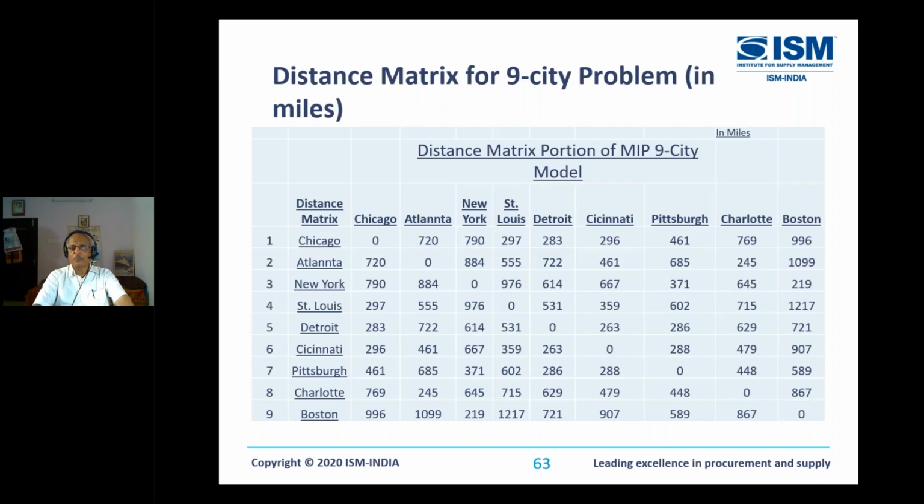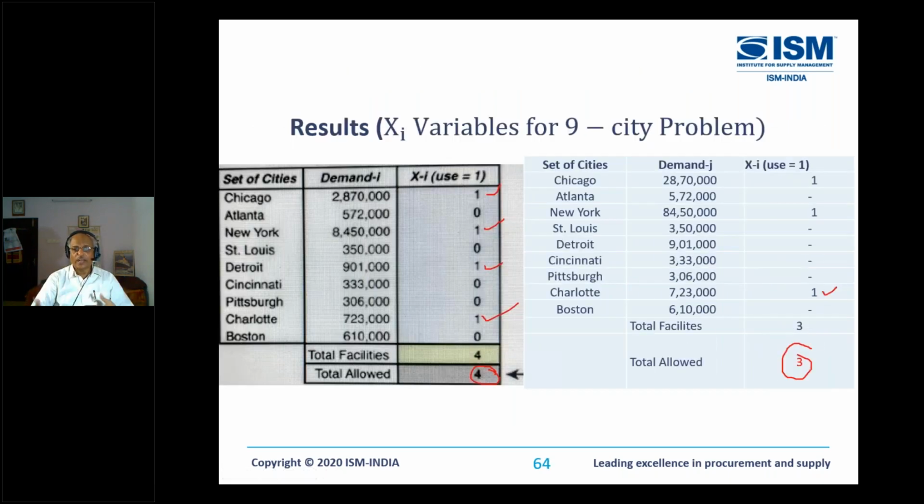So this is the distance matrix with those data I was talking of. The distances are there: 720 miles, 790 miles, 996. And when I do it in a solver engine, which I have solved in Excel Solver, if I choose 4 cities, I can choose 3 cities also. If I choose 3 cities, these are the three most optimum cities: Chicago, New York, and Charlotte.